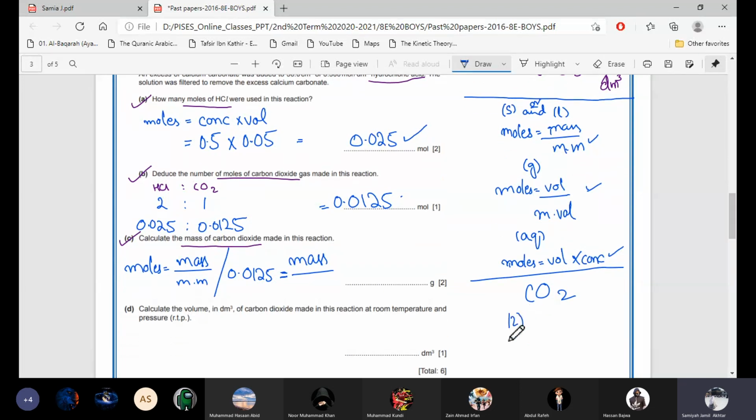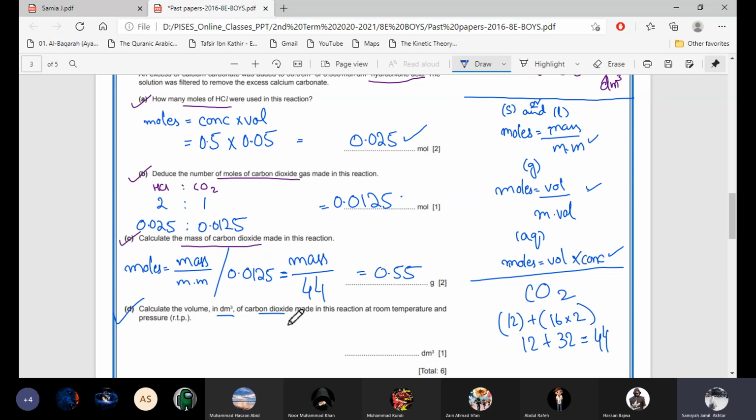So it's 12 of carbon plus 16 oxygen multiplied by 2. Okay, so 12 plus 32, it's 44. So 44 is the molar mass of carbon dioxide. So when you multiply, what answer you will get? 0.55. 0.55 grams. Good. Okay, now calculate the volume in decimeter cube of carbon dioxide made in this reaction.